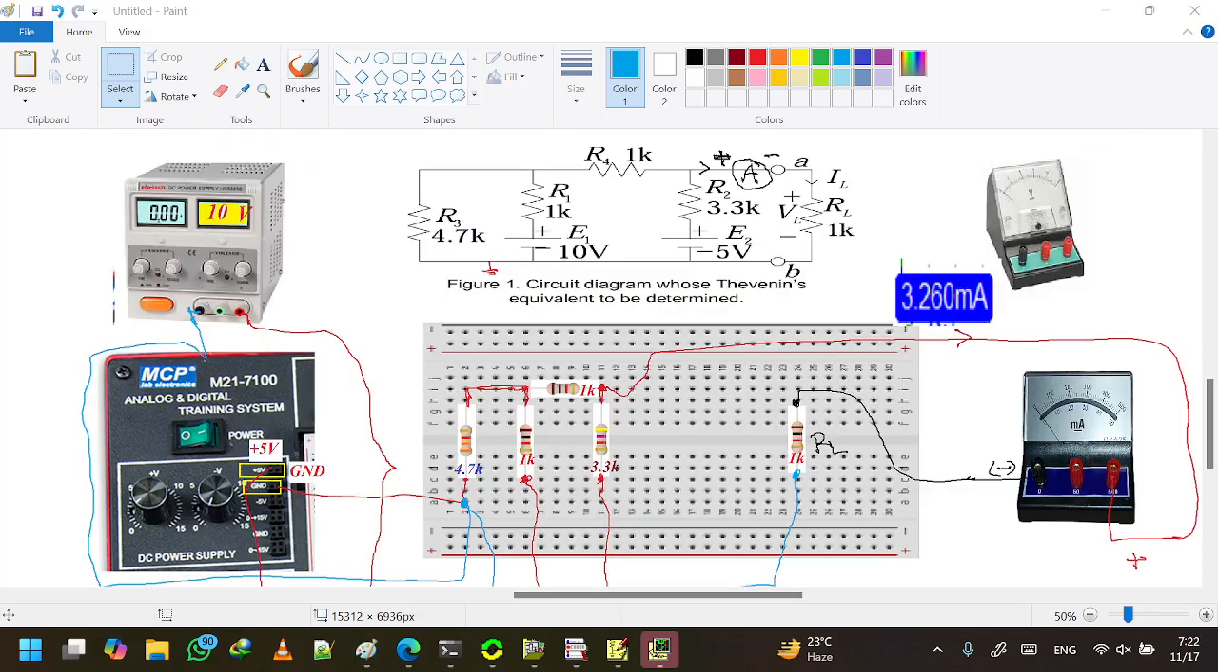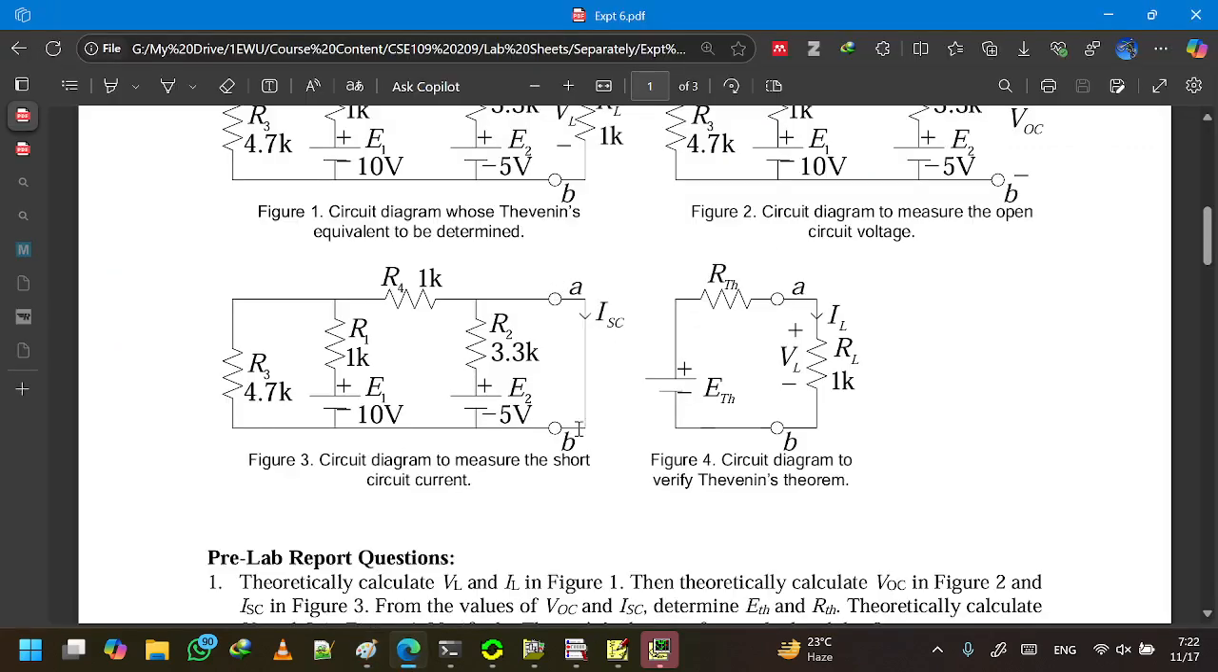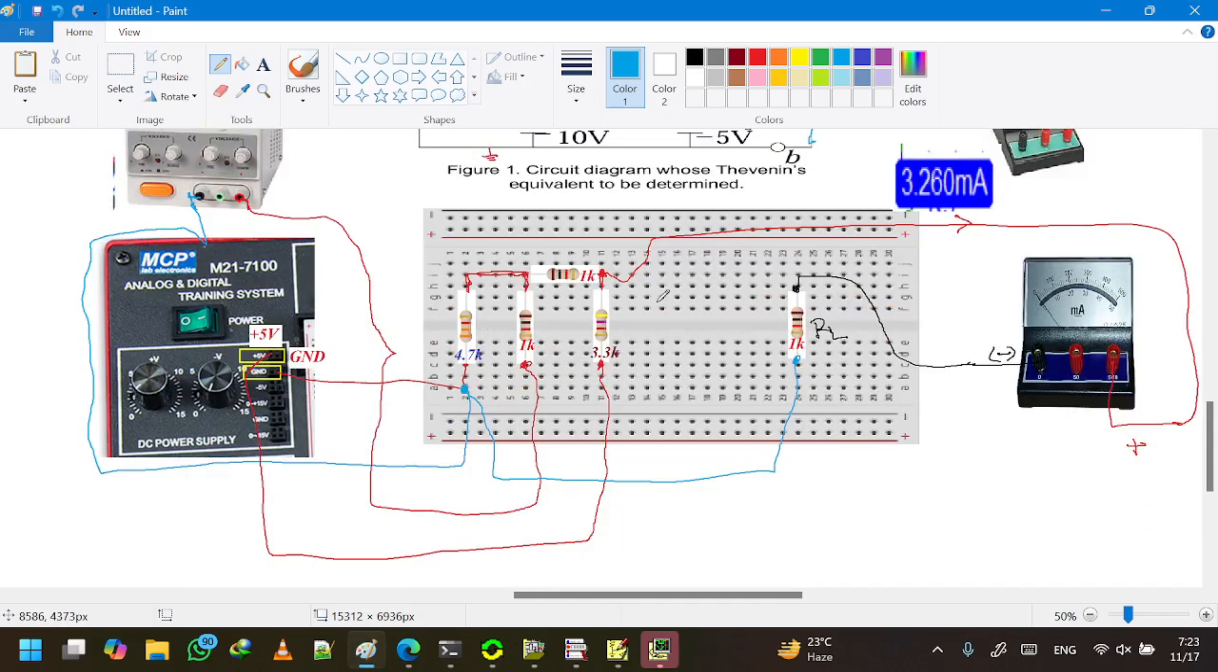We see that from figure 1, if we simply disconnect this load RL and connect them with a wire, then we will have the ISC. Instead of IL, when we disconnect the load, this current would be the short circuit current ISC, which is basically our figure 3. This short circuit current can be measured with this ammeter. So now our job is to disconnect the wire. We will simply delete this RL and connect them with a short circuit.